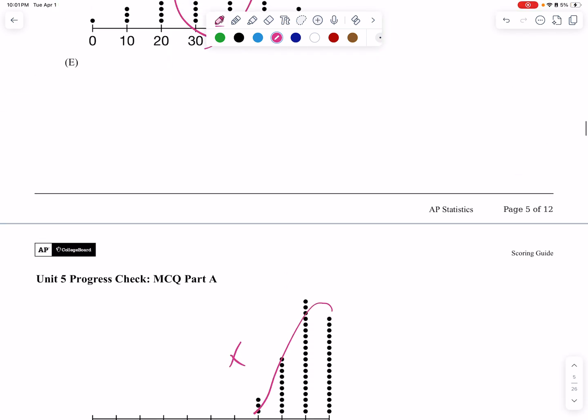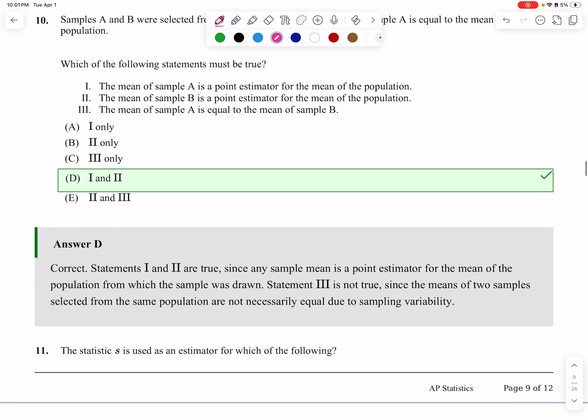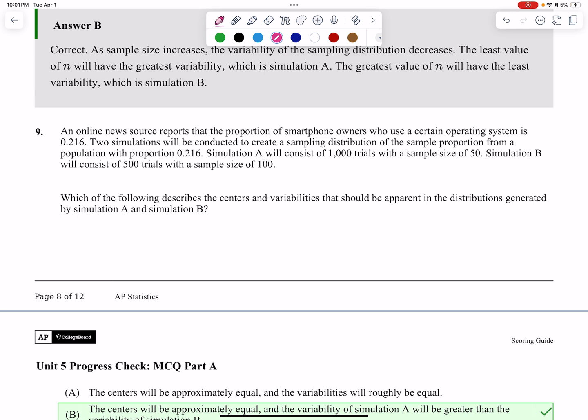Okay, let's go to number 9. Okay, this is 9 here, and this is an online news report. The proportion of smartphone owners whose certain operating system is 0.216. Two simulations are conducted to create a sampling distribution of a sample proportion from a population with a proportion of 0.216. Simulation A will consist of 1,000 trials with a sample size of 50, and simulation B will be 500 trials with a sample size of 100.